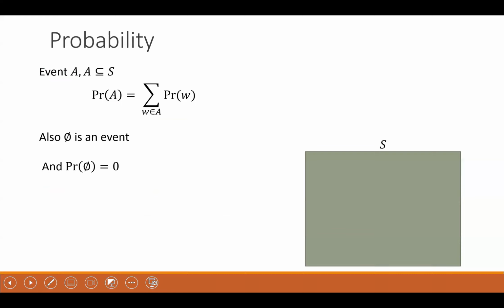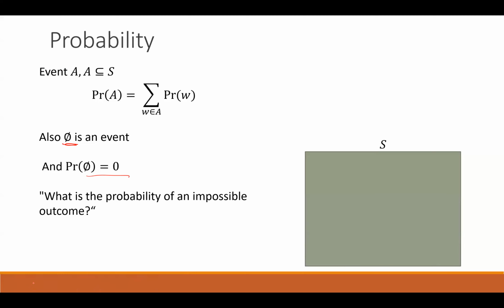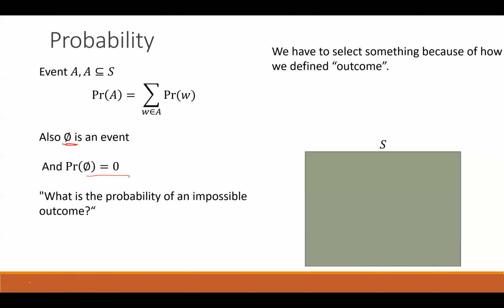The empty set we can also think of as an event, right? So these are sets. These are operations on sets. So the probability of the empty set, or probability of this event, which is I sum up all the probabilities of everything in there, which is 0. And this is, what is the probability of nothing happening or an impossible outcome, right? So yeah, the empty set, the probability of nothing happening is 0. I perform an experiment, something has to happen. Those are sort of maybe not completely realistic assumptions, but that's the mathematical model that we use. Okay, yeah, so we have to select something because of how we defined outcome. All right, questions? All right.